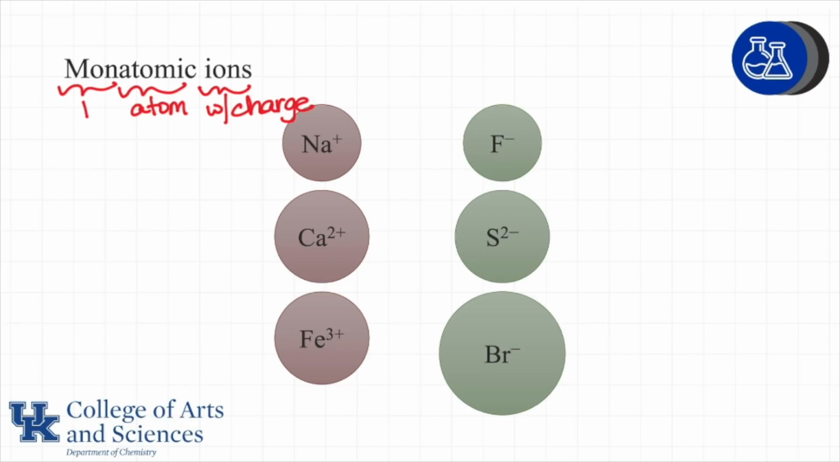We can have a variety of charges. So +1, +2, +3 are shown here. We see -1 and -2, but we could also have -3 depending on the atom, and we'll talk more about how we predict that later. We have positively charged cations and then negatively charged anions.